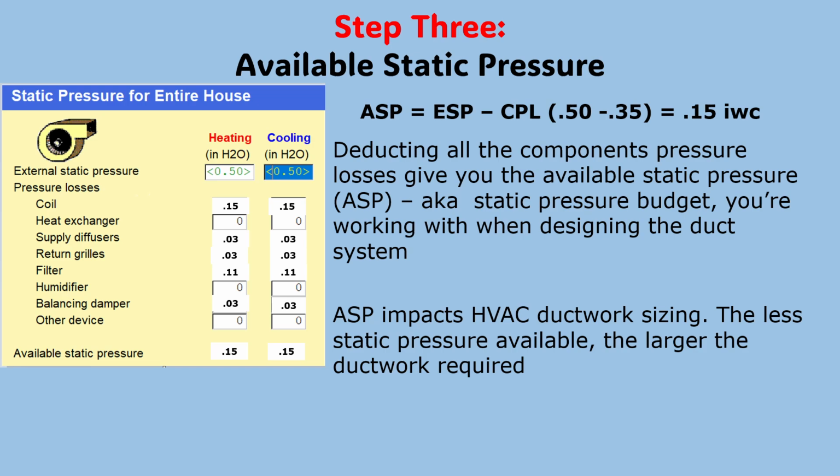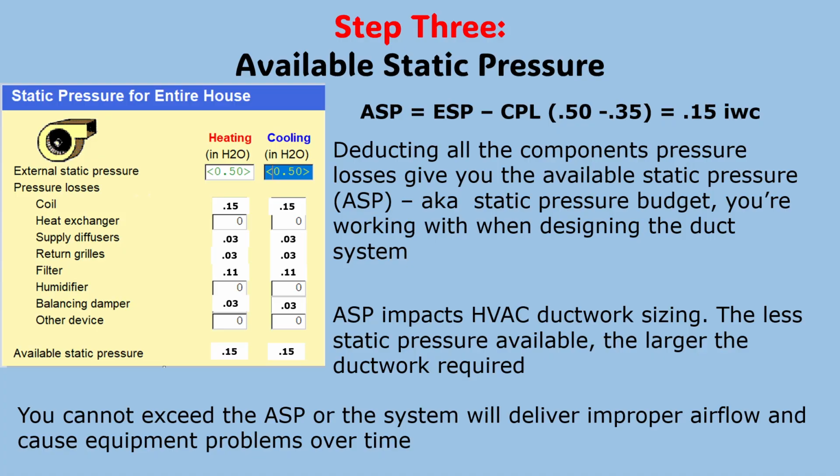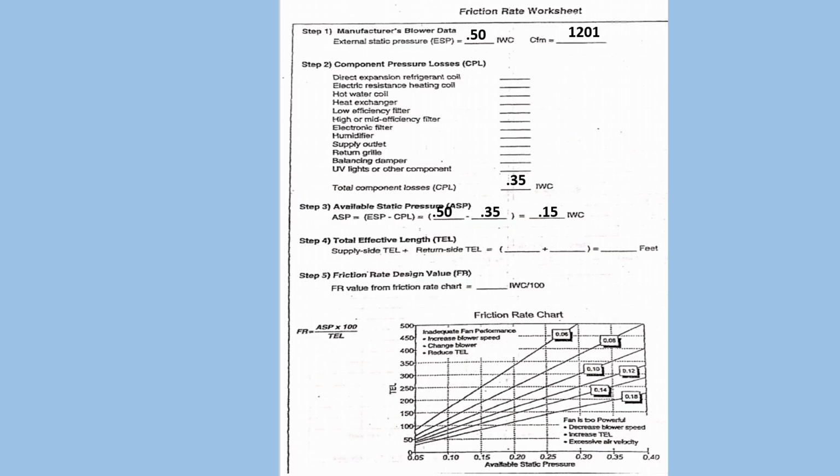Available static pressure impacts HVAC ductwork sizing. The less static pressure available, the larger the ducts required. You cannot exceed the available static pressure, or the system will deliver improper airflow and cause equipment problems over time. So we look over here, and we have our available static pressure now, and so we put it on our form.